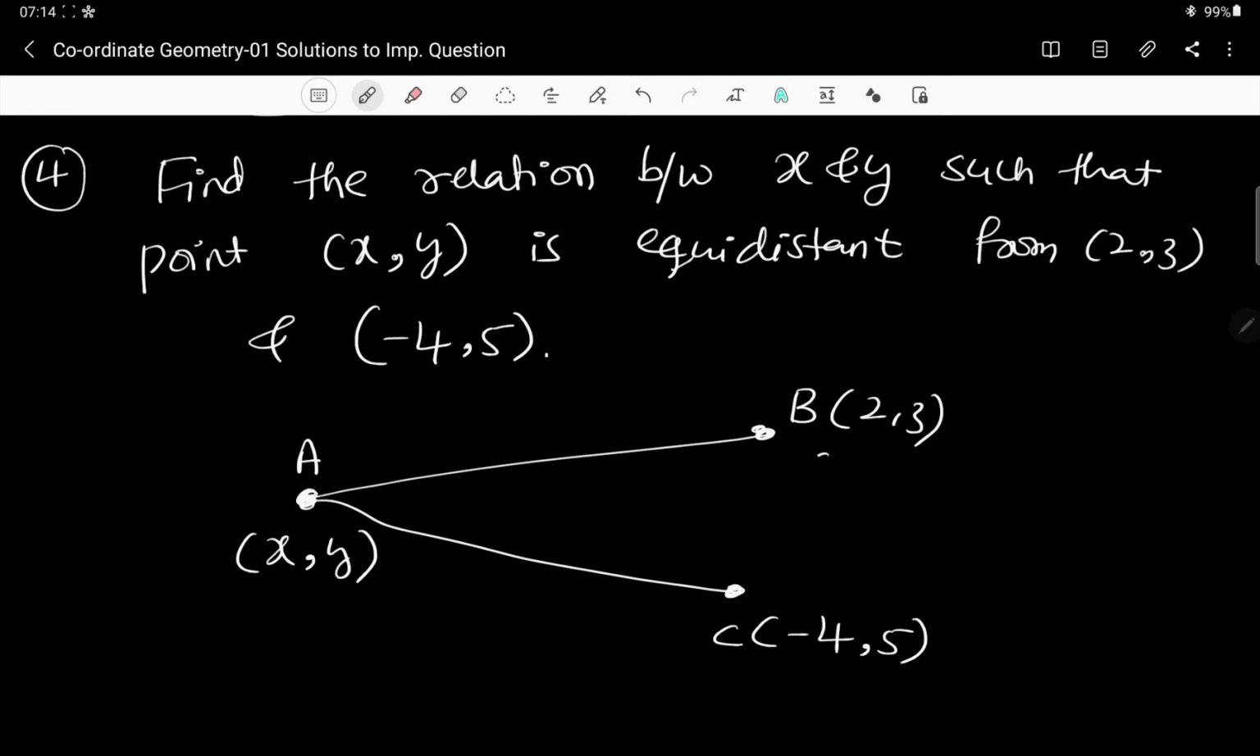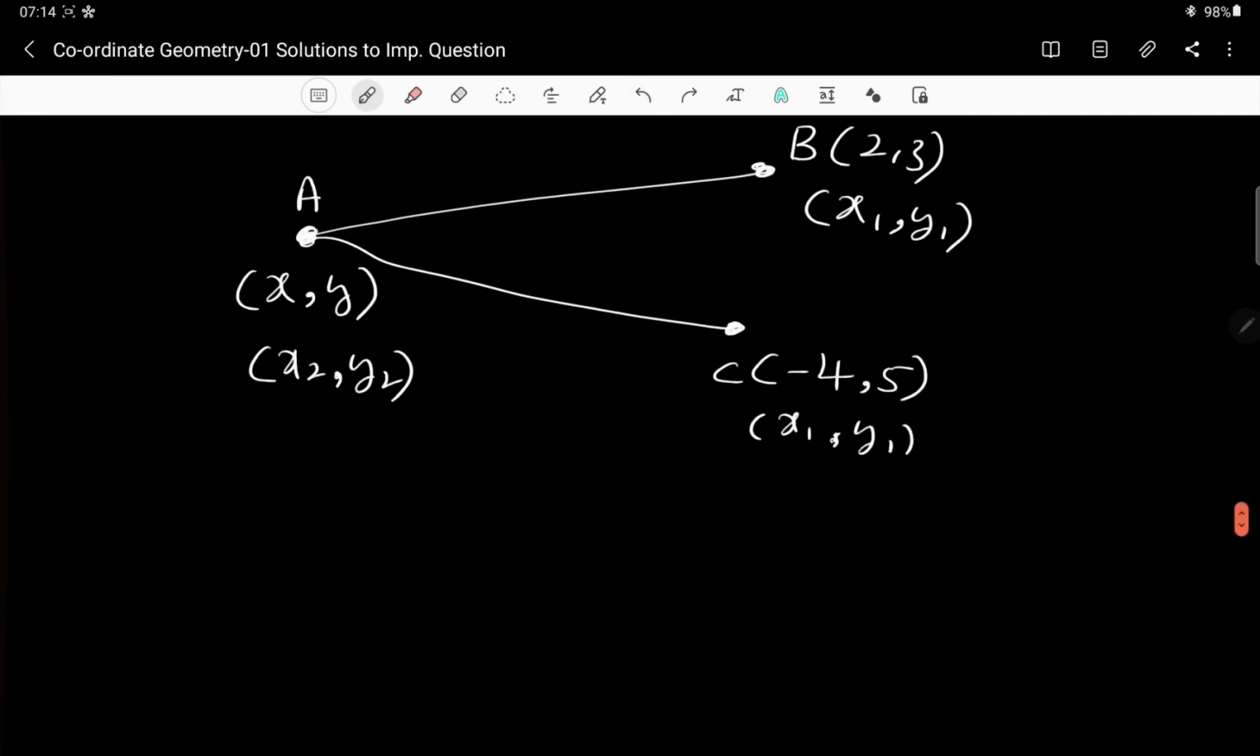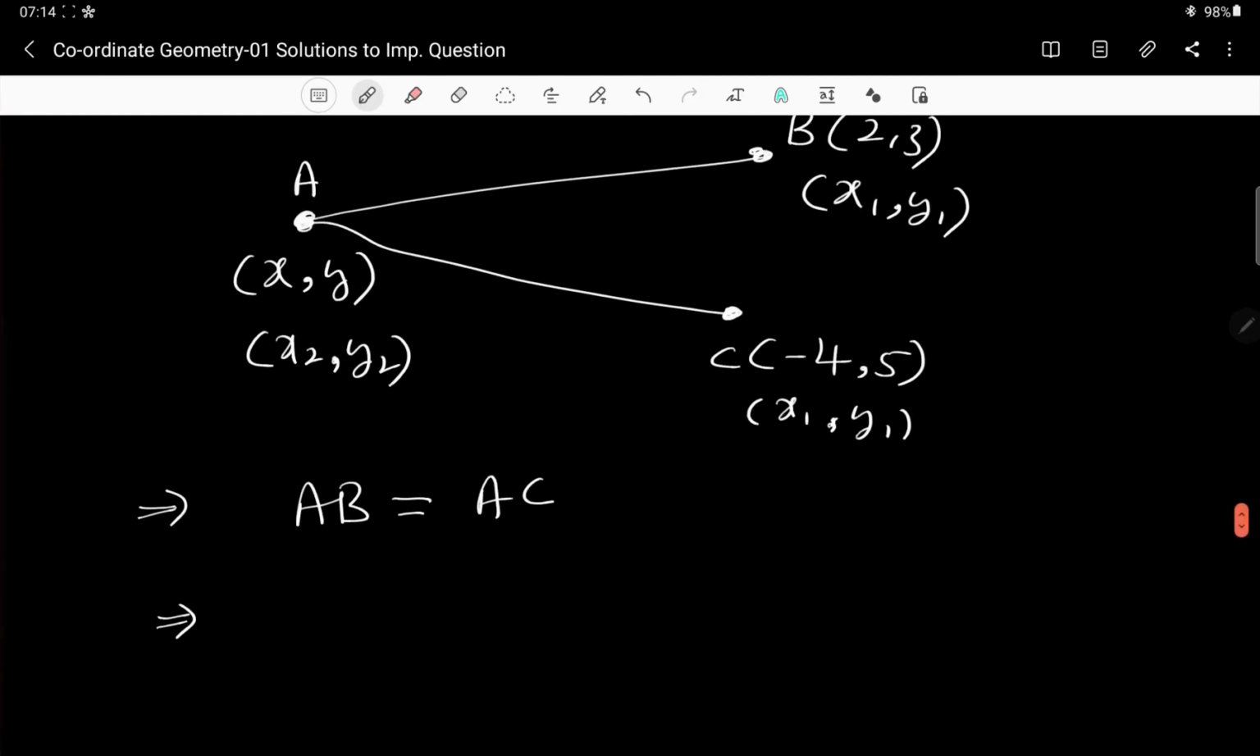So let me take this as (x1, y1), and this one also as (x1, y1), and this is the common point. You can take it as (x2, y2). You can consider this as (x1, y1) and these two as (x2, y2) like that also. There is no issue, because ultimately we are doing the square, no? So as you want, you can do it. And equidistant means, you know that AB is equal to AC.